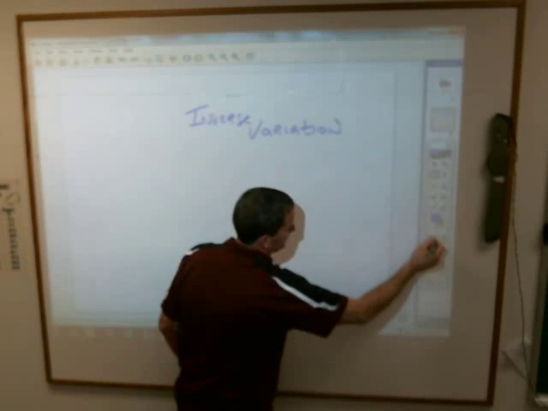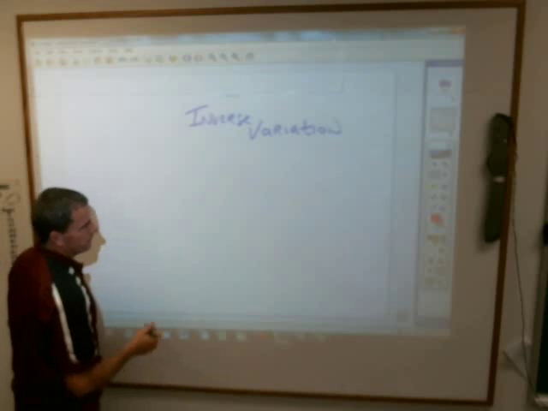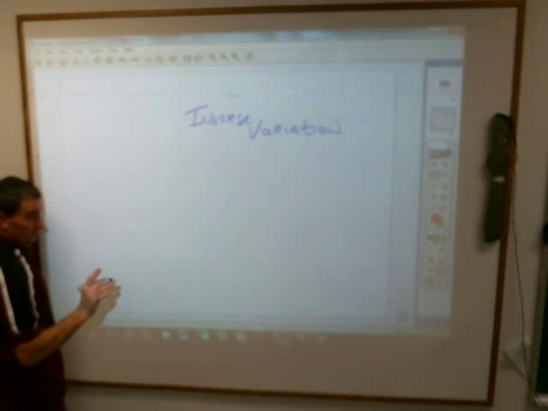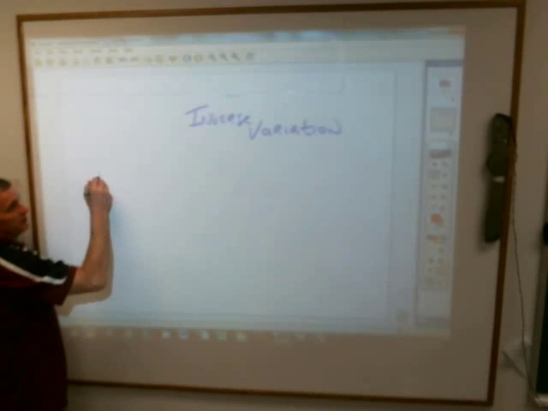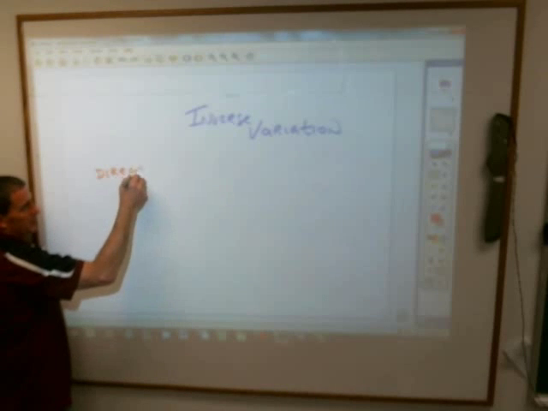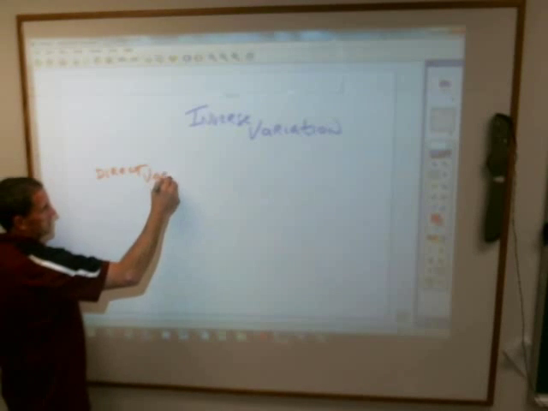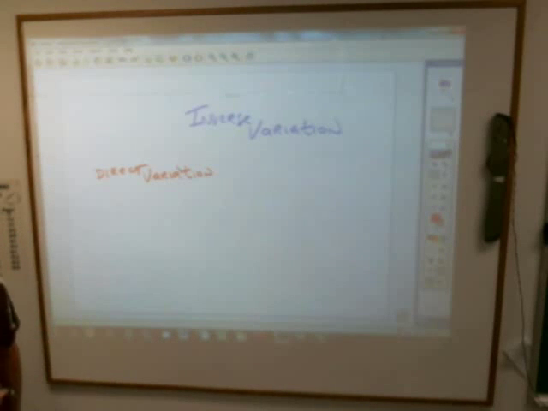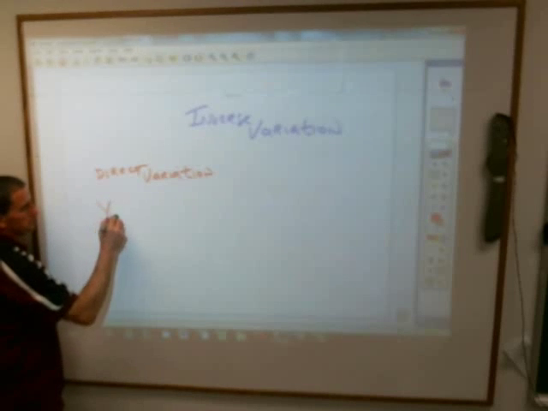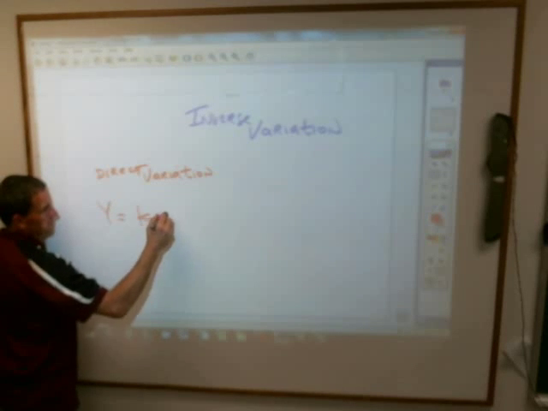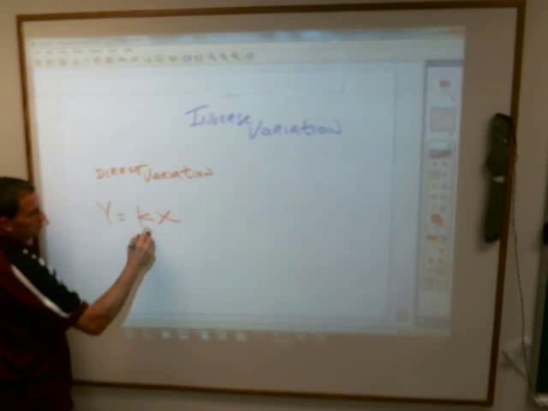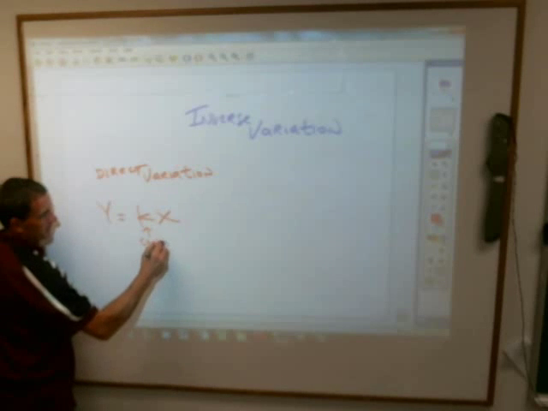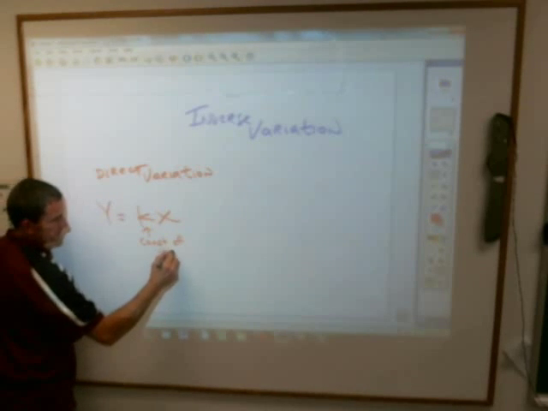If you remember, and this is probably easier to understand if we go back and talk about the other type of variation we talked about, which was direct variation. So put off to the side here, and this was all last year, so you won't remember this before. First of all, we had the direct variation equation, which was y equals k times x, where the letter k is what we call the constant of variation.